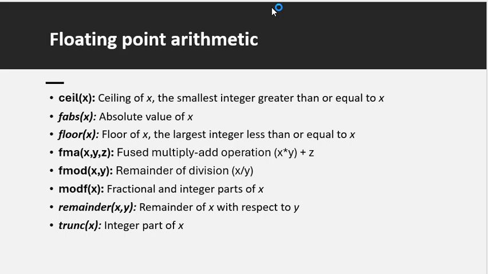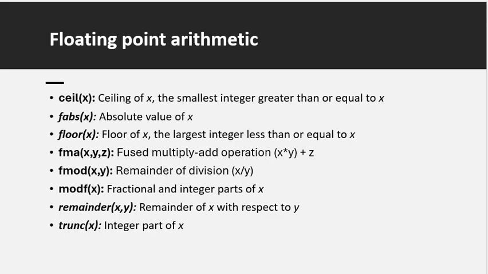First of all, we will see the floating point arithmetic functions, which include ceil(x), which gives the ceiling of x. Then we have fabs(x), which gives the absolute value of x. Then we have floor(x), which gives the largest integer less than or equal to x. Then we have fma, the fused multiply-add operation, which multiplies x with y and then adds z. Then we have fmod(x, y), which gives the remainder of division of x by y. Then we have modf, which gives both the fractional and integral parts of x. Then we have remainder(x, y), which does the same as the fmod function, giving the remainder of x with respect to y. Then we have trunc(x), which gives the integral part of x.